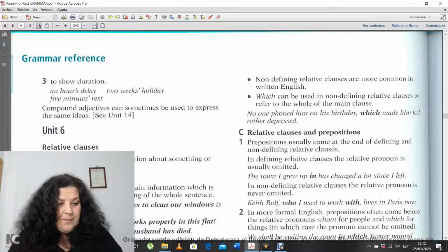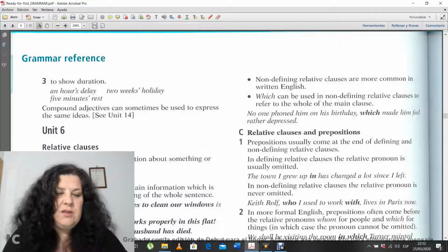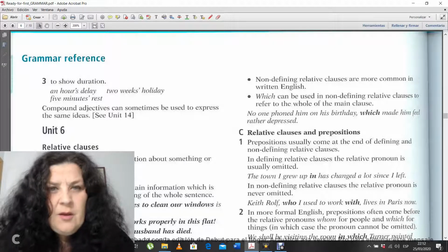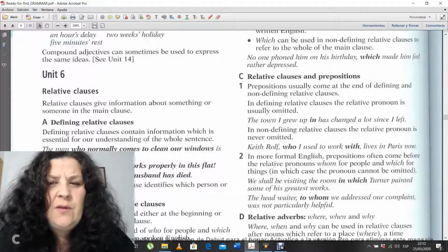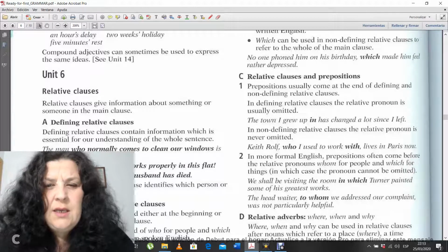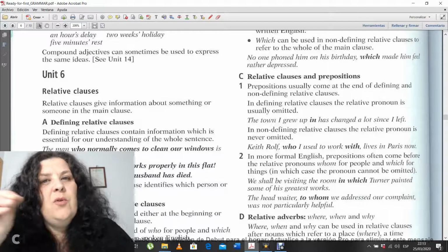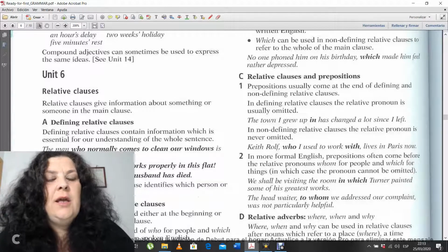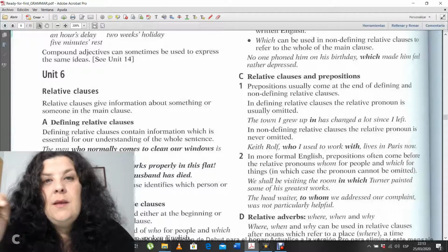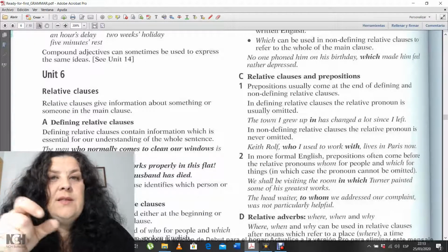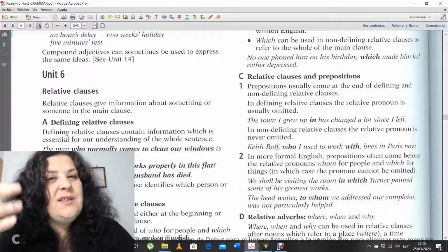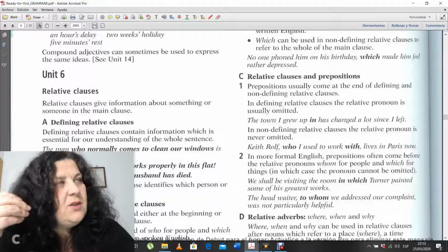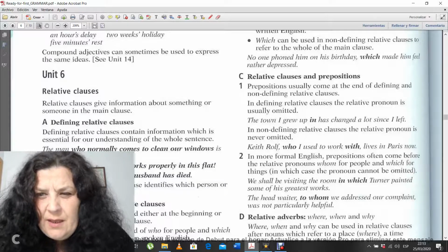Now, relative clauses and prepositions. Prepositions usually in English come at the end of defining and non-defining relative clauses. We tend to put prepositions in English at the end, like, where are you from? That is the person that I work with. They go at the end, so it takes a bit of time to get accustomed to it.